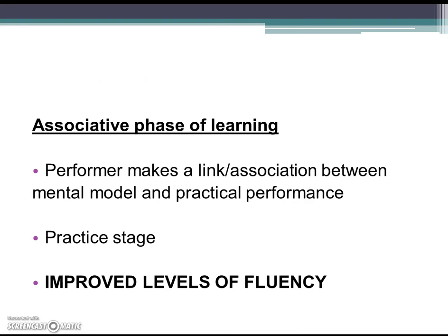Okay, going on from there then, the middle phase of learning is called the associative phase, and if you say that something associates, it makes a link. Okay, so what happens here then is a performer can make a link between the mental picture they have of the skill in their brain and actually physically or practically performing it. So it's that process where you start to make a connection or a link between mental image and practical performance. It is known as the practice stage. It's where you practice it because you now know roughly how to do it, and it allows you to practice it with a little bit more clarity.